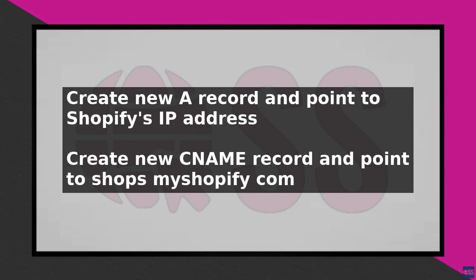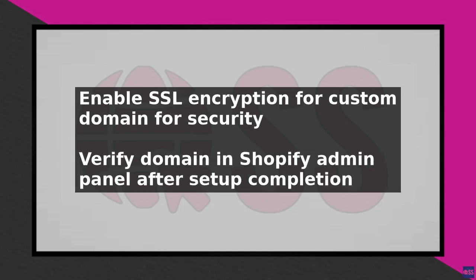To enable SSL, go to the Domains section in your Shopify admin panel and click on the three dots next to your custom domain. Then click on Edit and toggle the Enable SSL button. By following these steps, you can easily add a custom domain to your Shopify store and provide a professional and secure shopping experience for your customers.